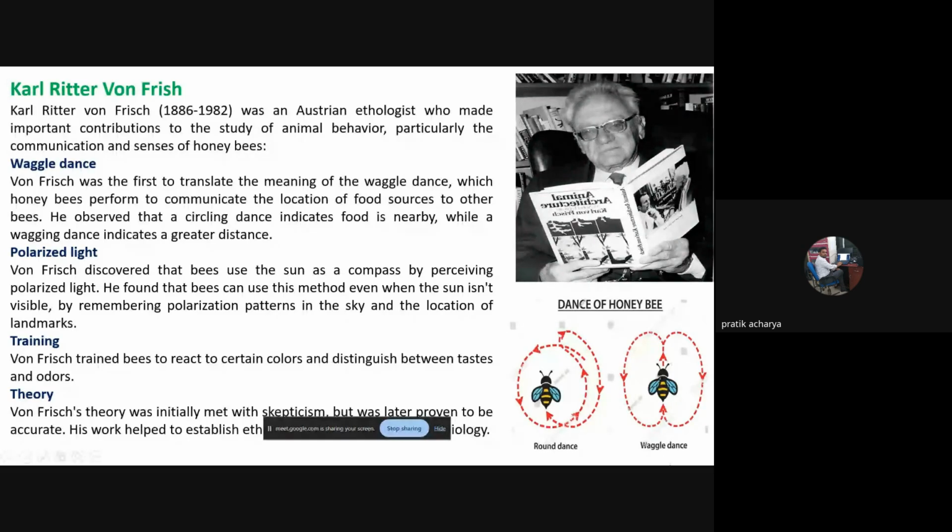Another kind of dance is the round dance or circle dance. The circle dance particularly indicates that the food source is nearer to the hive. So this is the theory provided by Carl von Frisch. This is the important part: waggle dance and round dance. Again, I am repeating, the waggle dance is when the food source is not nearby, at a great distance, but the circling dance indicates the food source is nearby to their hive.